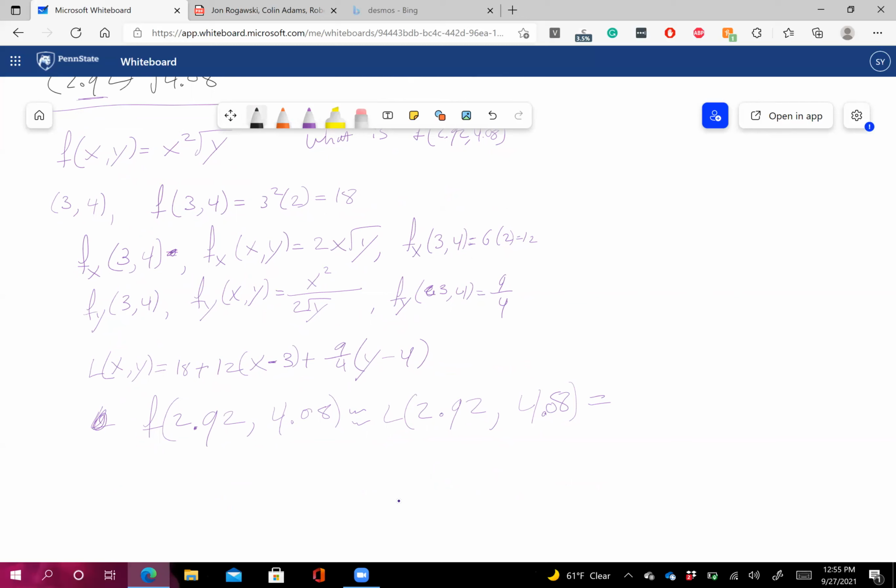So we just take this and we plug it into our x. We take this and we plug it into our y. And we get 18 plus 12 times negative 0.08 plus 9/4 times 0.08. That's going to be 17.25.